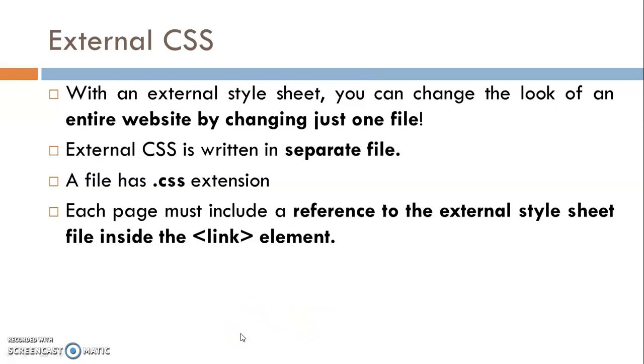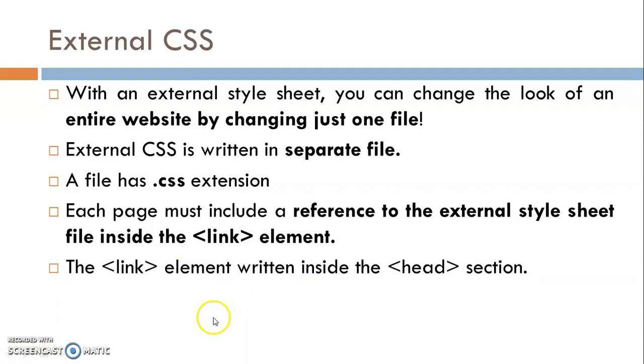An external style sheet contains only CSS. It does not contain any HTML element. After creating the CSS file with a .css extension, we need to link it with web pages to apply formatting styles to different elements of a web page. For that, use the link tag inside the head section.